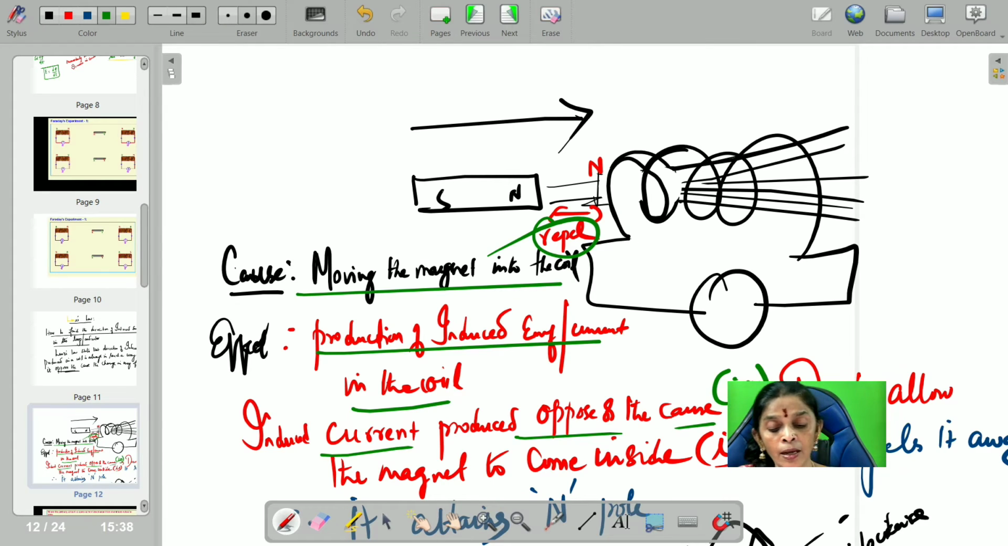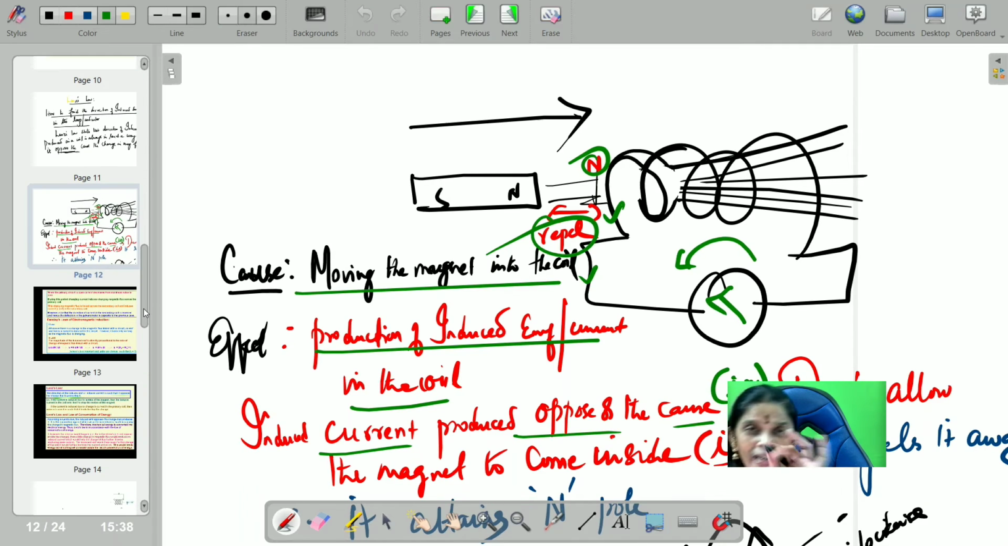While it is repelling, what polarity does it have to attain? North. North means anti-clockwise. So therefore, it produces anti-clockwise direction of the current. Since it is anti-clockwise, the galvanometer deflects anti-clockwise. That's all, children. Right? So this is always it opposes.